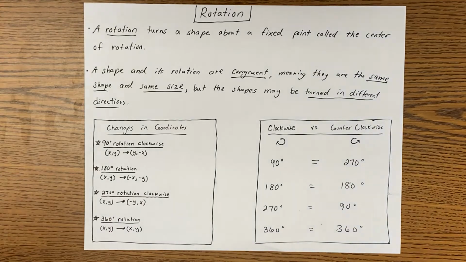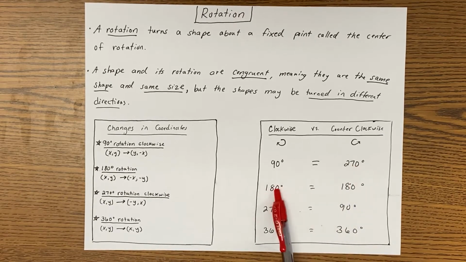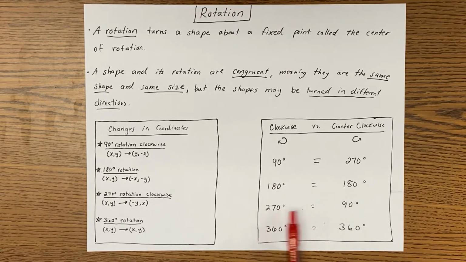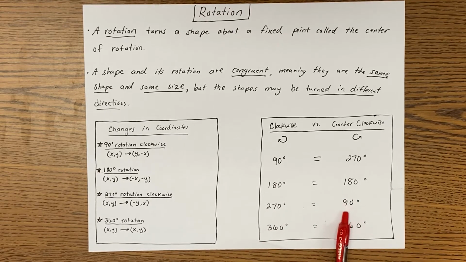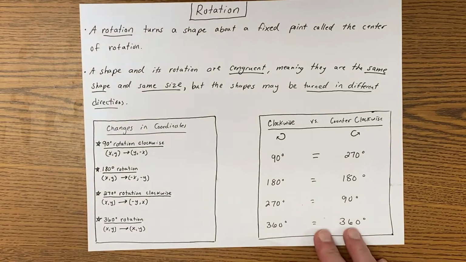Sometimes they'll ask you to do both, and it's good to know how they compare. If they ask you 90 degrees clockwise, that's the same as 270 counterclockwise. 180 is the same no matter which direction you go. 270 clockwise is the same as 90 degrees counterclockwise, and 360 is the same either way.